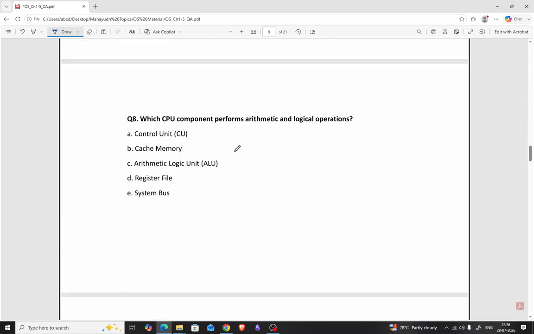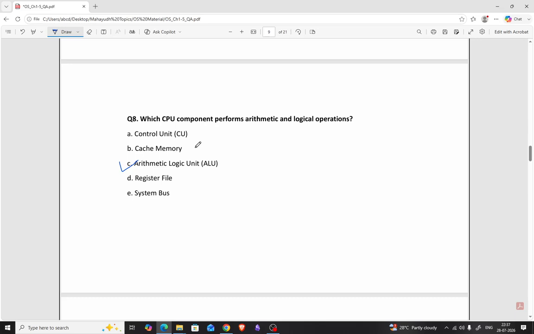Question number 8. Which CPU component performs arithmetic and logical operations? It should be an easy question for all of you. Arithmetic and logical unit. Control unit is used to control the execution of instructions.